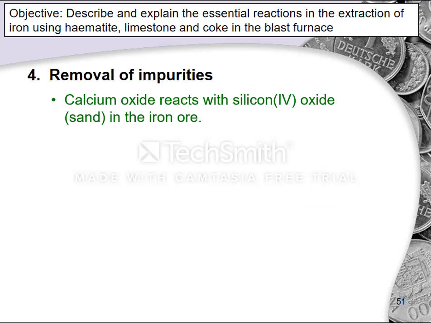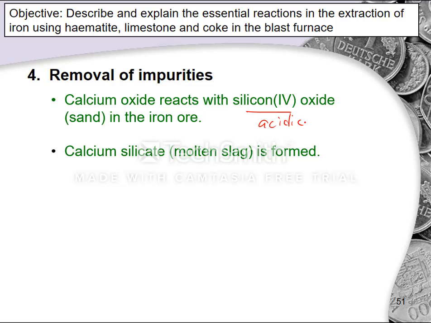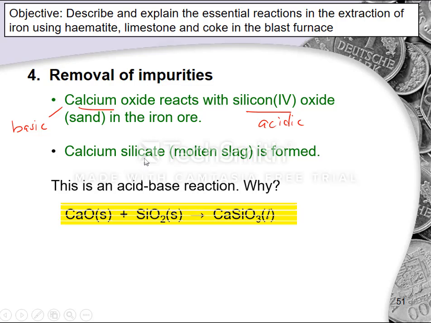Now, so how does calcium oxide remove impurity? Calcium oxide is a metal oxide, it's a basic oxide, and silicon dioxide is an acidic oxide because it's a non-metallic oxide. So this is acidic, and this calcium oxide is basic. When a basic substance and an acidic substance react, it's something like neutralization. So calcium oxide reacts with silicon dioxide to form calcium silicate, which actually sinks to the bottom.